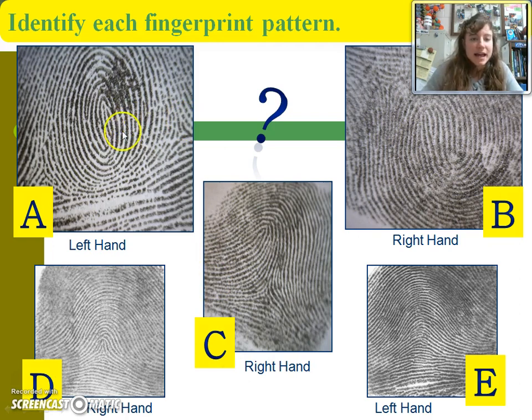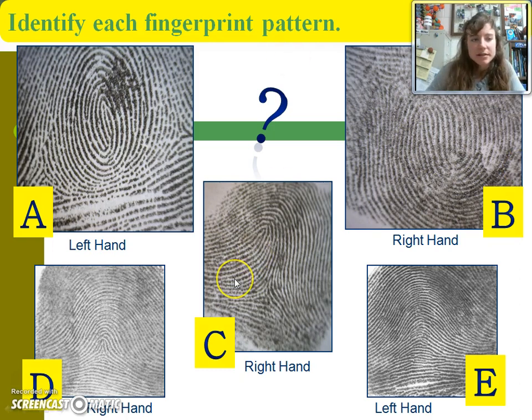If you said that A is a plain whorl, then you're right, because if you draw that line from delta to delta, you see that those lines of encirclement are intersecting. That's a plain whorl. B is a double loop whorl. You can see lines of recurve coming in and out here, as well as in and out here. So that's a double loop whorl. Again, 4% of the population.